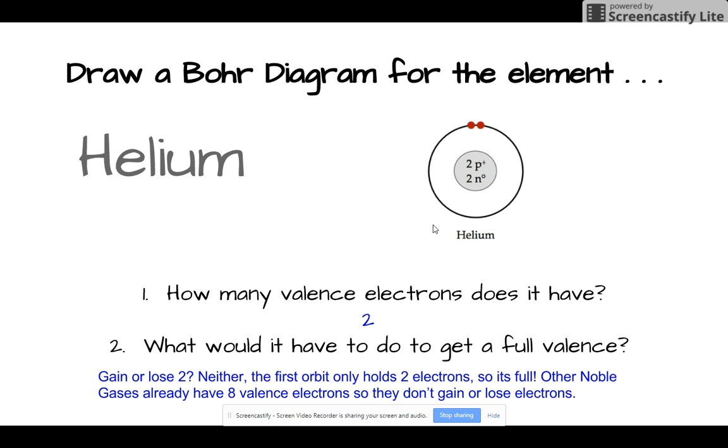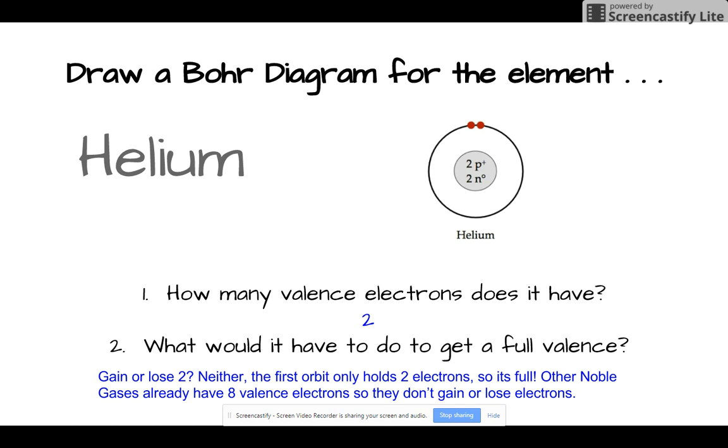Remember, helium is in group 18, so it is considered a noble gas. Noble gases already have 8 valence electrons, so they don't gain or lose electrons. Or in this one special circumstance, because helium is in period 1, its outermost electrons are in the first orbit, and it only has 2. This is what makes noble gases such a special element family. They already follow the octet rule. They don't want to gain electrons. They don't want to lose electrons. They've got all the electrons they need.